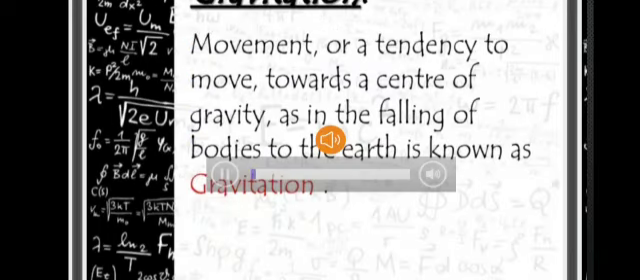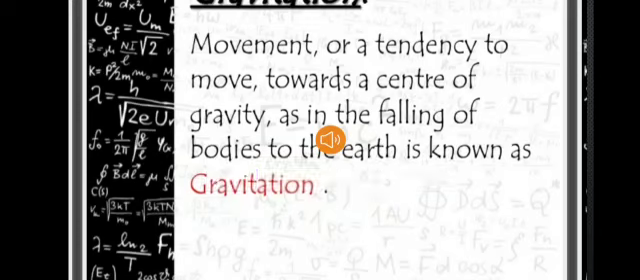Gravity, it's a Latin word, gravitas, meaning weight. Gravitation is a natural phenomenon by which all things with mass or energy, including planets, stars, galaxies, and even light, are brought toward one another. It means that gravity is also called gravitation. Gravity is the force of attraction between the earth and a body. Gravitation is the force of attraction between any two bodies. So gravity is also called gravitation.